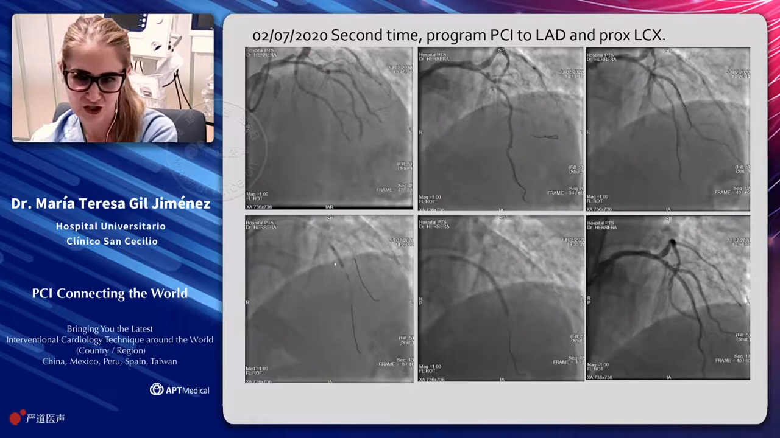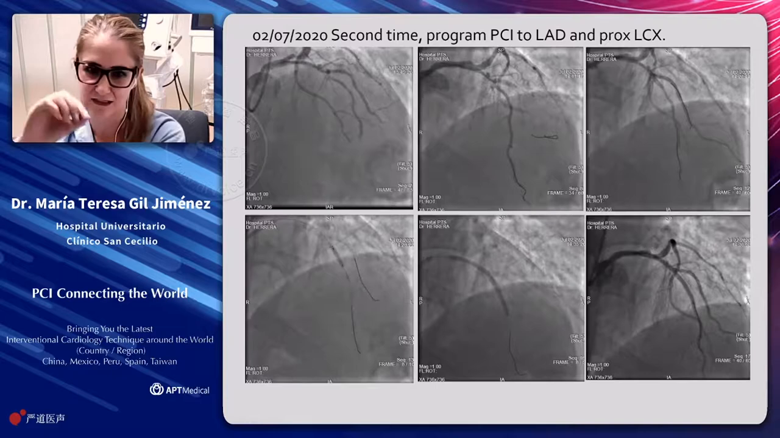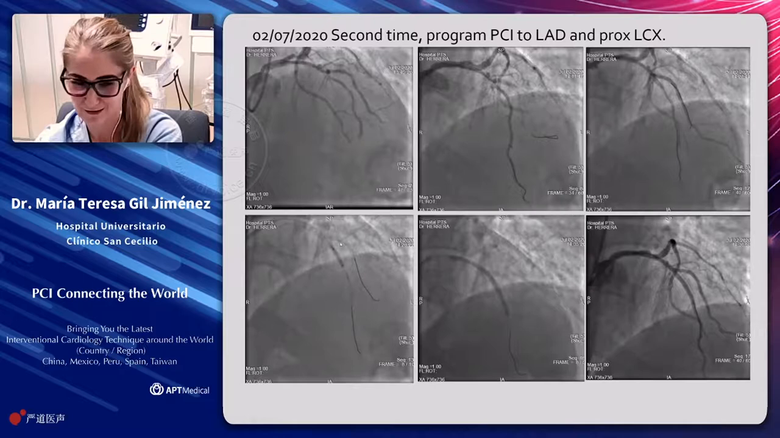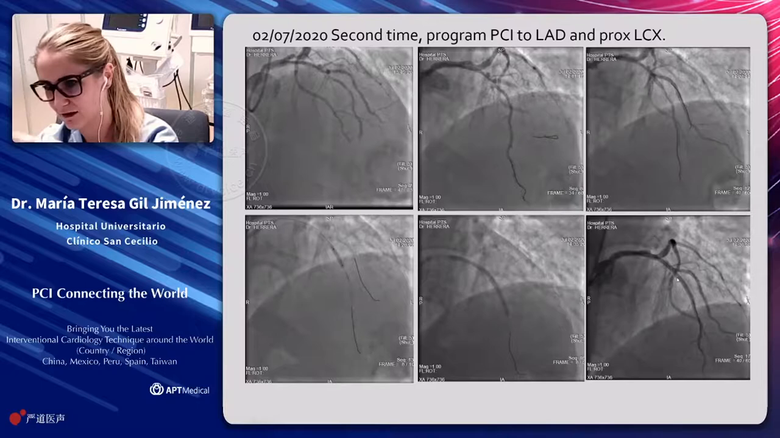Predilation of the LAD with a spherical tip. This spherical tip helps us to cross the stent strut that was floating in this protrusion. And this stent was implanted with good results. But this is not what I want to show you.